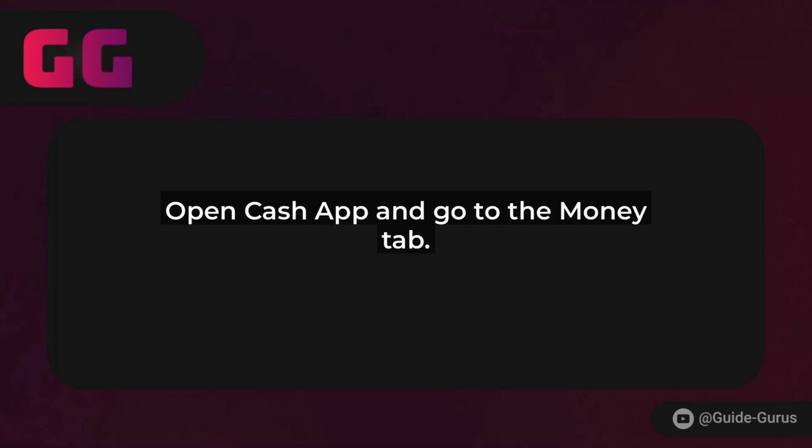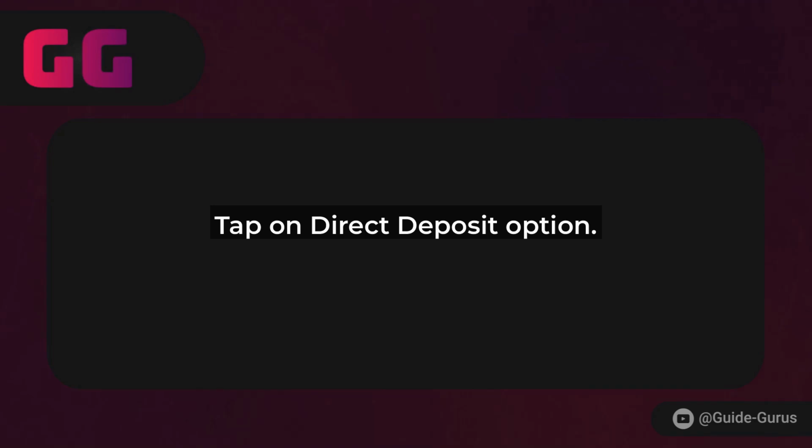Today, we're diving into something super handy: how to set up direct deposit on Cash App. If you're tired of dealing with paper checks or waiting for funds to clear, this feature can get your money in your account faster and more securely. It's perfect for paychecks, tax refunds, or any direct payments.